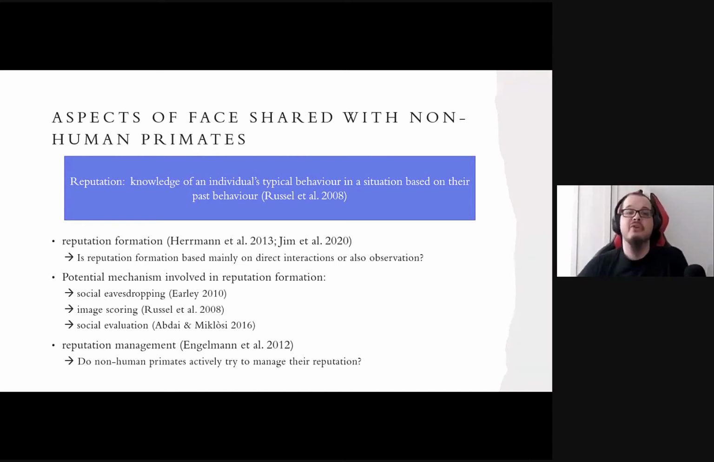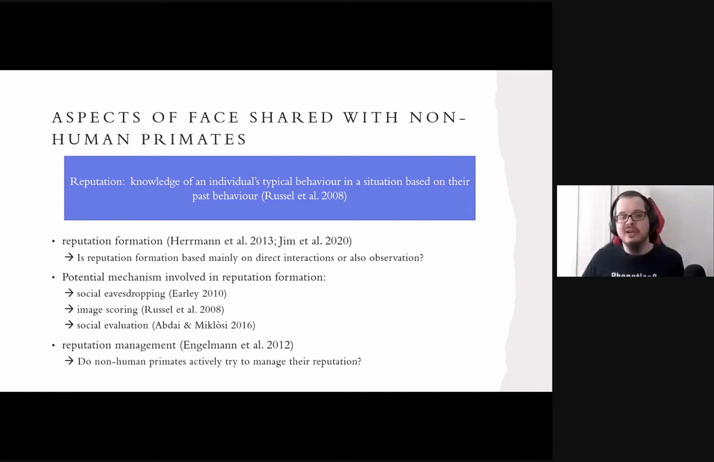Now, if we look at primates, and especially non-human primates, the question is, how are reputations formed? Is it based mainly on direct interactions or also on observation? In the literature, a number of potential mechanisms have been proposed to be involved in the formation of reputation. These include, for example, social eavesdropping, image scoring, and social evaluation.